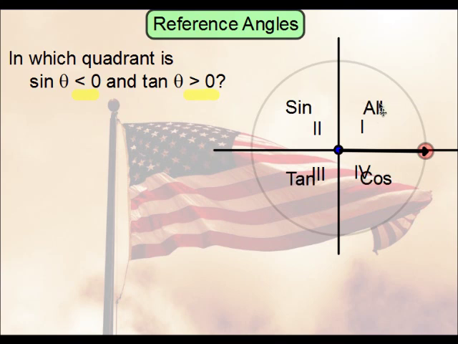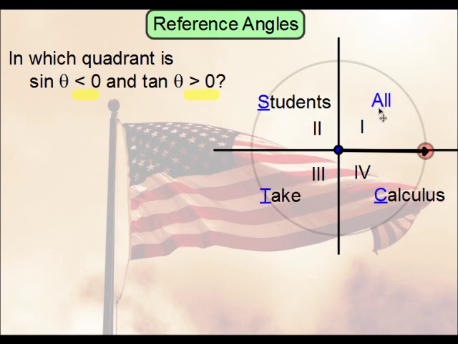All are positive in quadrant 1. Here, just the sine is positive. Here, just the tangent's positive. And here, just the cosine. To help you keep this in mind, you may want to remember this little sentence, which is, all students take calculus. That is, all are positive, sine, tangent, cosine.